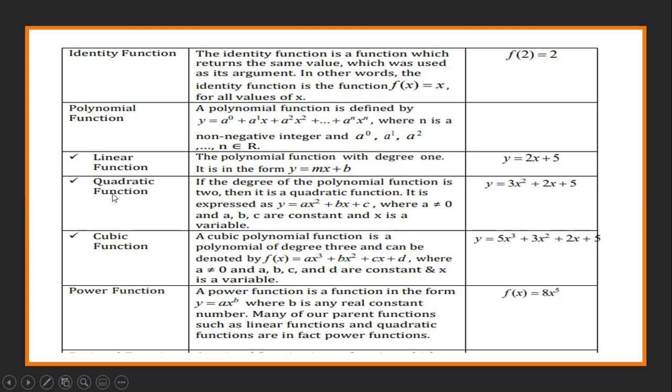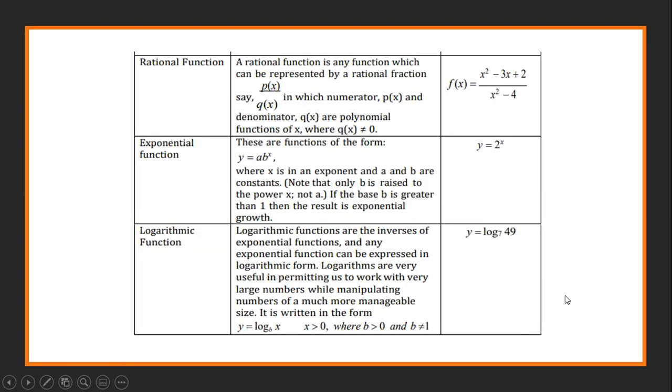Then we have quadratic function and cubic function, which you have learned when you were in junior high school. So, power function, yung may exponent. Rational function, this will be our next topic. And exponential function and logarithmic function. We'll be discussing those 3 topics later in our module.